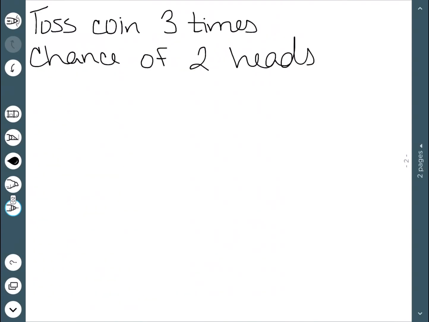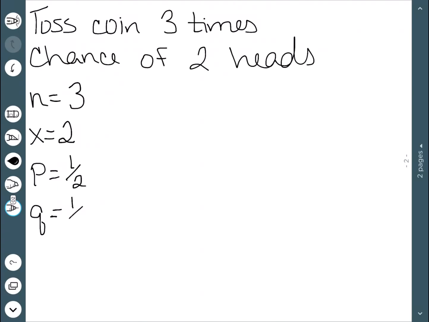Let's suppose we want to toss a coin 3 times, and we want to find the chance of getting 2 heads. This is something we've calculated in the past, and we got 3/8. However, we're going to do it using this formula. There are 4 values we need to know to use this formula: n, x, p, and q. N is the total number of things we're doing. We're doing this 3 times. X is how many successes we want. We want 2 heads. P is the probability of getting a heads, and Q is the probability of not getting a heads, each 1/2.